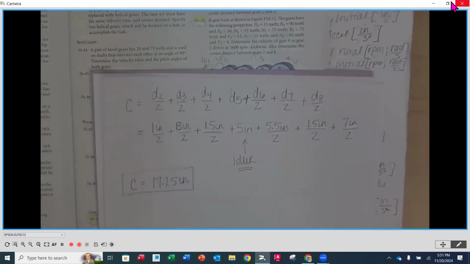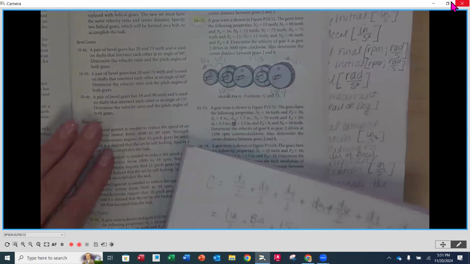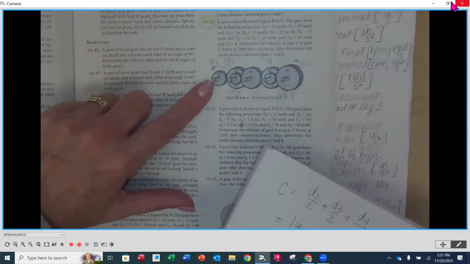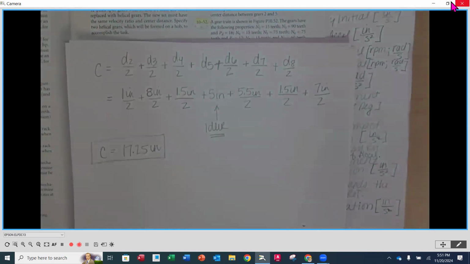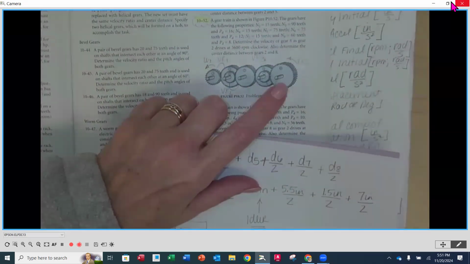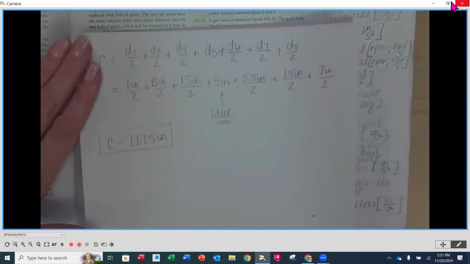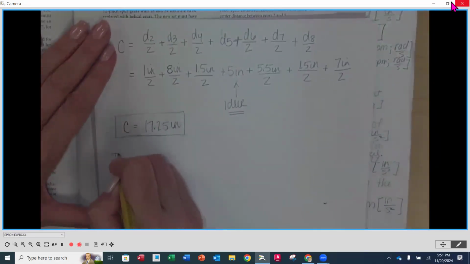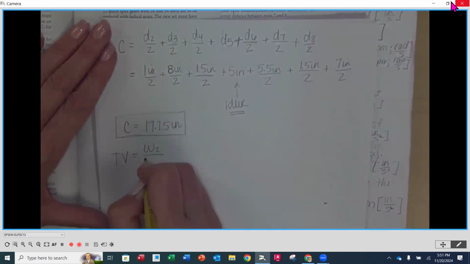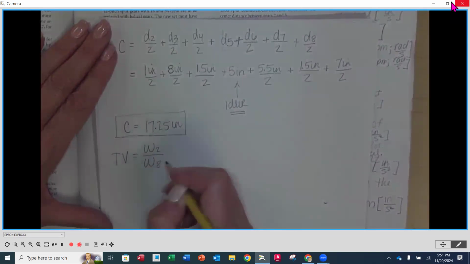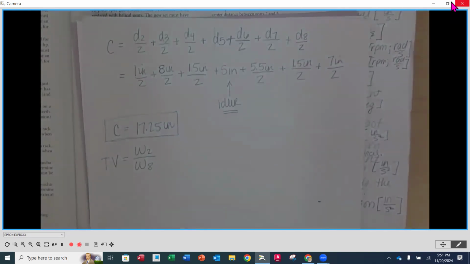17.25. That's official. So that's the distance from the input center, gear number 2, to the output center, gear number 8. So that's one part of this problem. Now we need to figure out what is the angular velocity of gear number 8. So we know that the train value is equal to the input of the entire train, which is W2, over the output of the entire train, which is going to be W8.